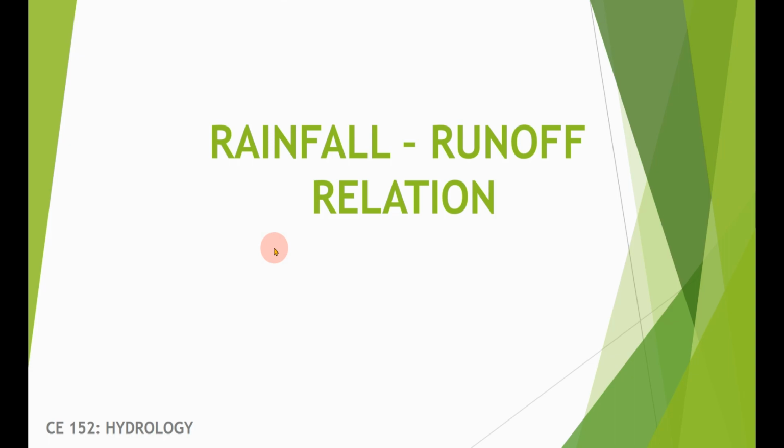Chapter 4 of Hydrology is all about the rainfall-runoff relation. The rainfall-runoff relation for any rainstorm depends on the interaction between the rain intensity, soil infiltration, and surface storage. First, we will define runoff.